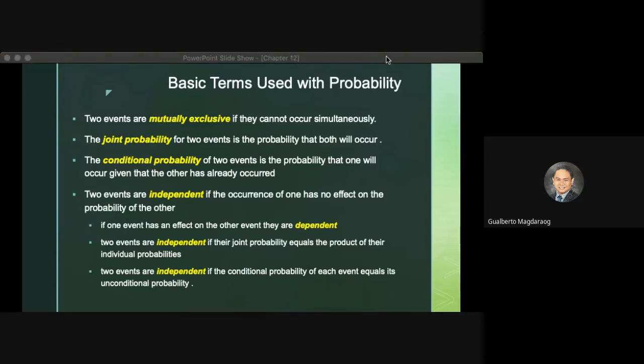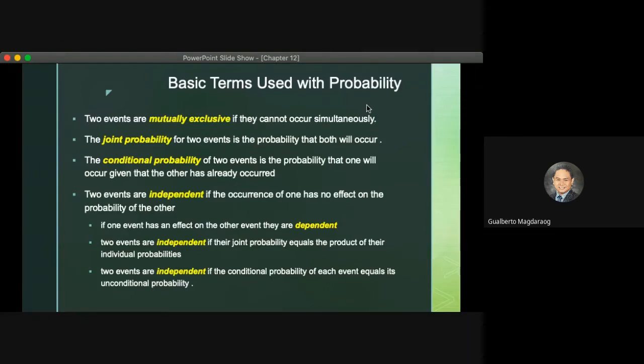Pag sinabi naman po joint probability, it is the probability of the two events that will occur. So meron din daw mga situation na two events may occur, and we can compute their probability by combining them, and we call that combined probability joint probability. So if you have two sets of coins or two sets of dice, and you wanted to determine the probability of having two heads or two tails or two of any side of the dice, you can simply compute for their joint probability, or simply combine the probability of one event to another.